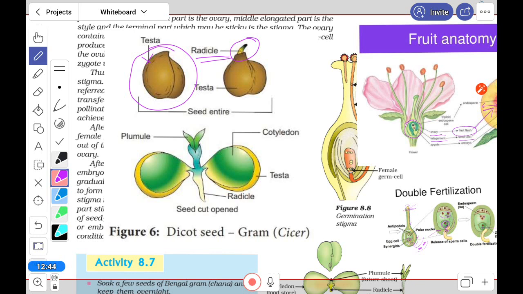Now we can see the inside part of it. Inside, it has the cotyledons. There are 2 cotyledons, the 1, 2, and the embryo. This is the embryo part. This embryo contains the radicle, which will form the future root, and the plumule, which will form the future stem. So this is the inside part of the seed.